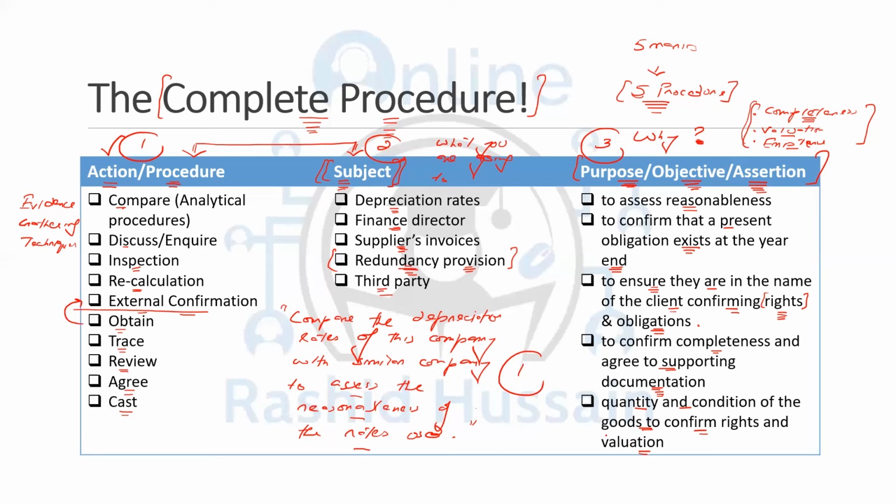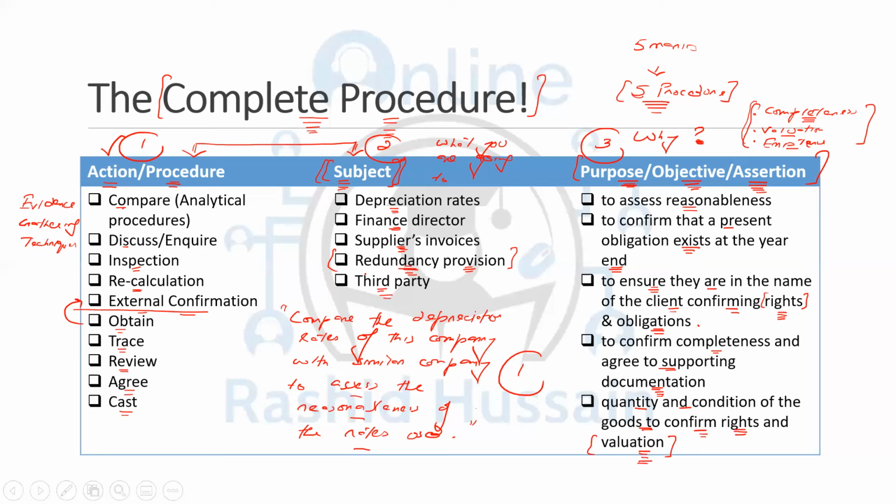rights and valuation. So this is inventory held by a third party, like the company's inventory, which is with the third party. So basically, we need to ask them whether this is the company's inventory or whether they own that inventory. If they say this is the company's inventory, that means this is the right of the company, this is the asset of the company. And similarly, in which condition that inventory is, because obviously if it is damaged, that means the valuation is lower. If it is appropriate, then the valuation is fine.